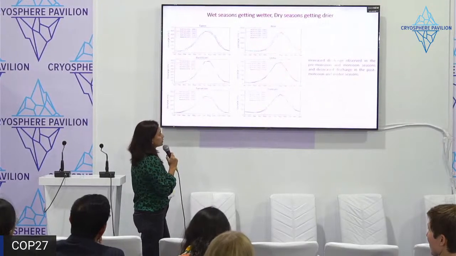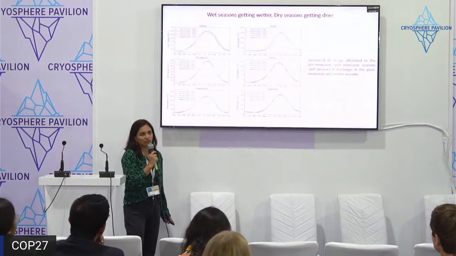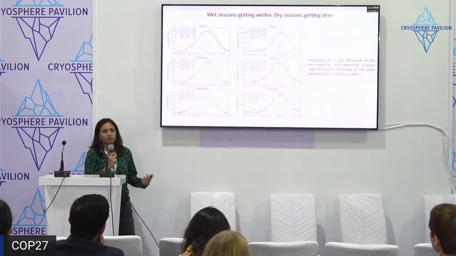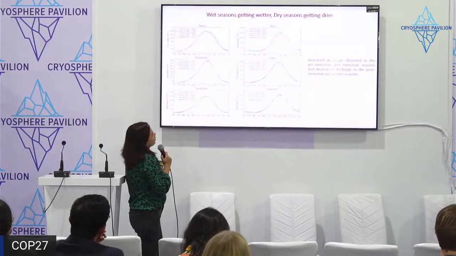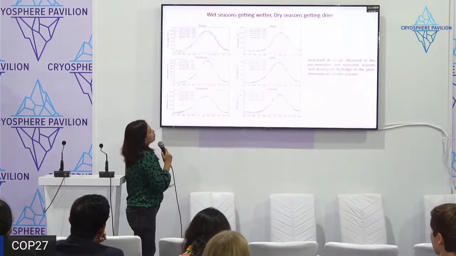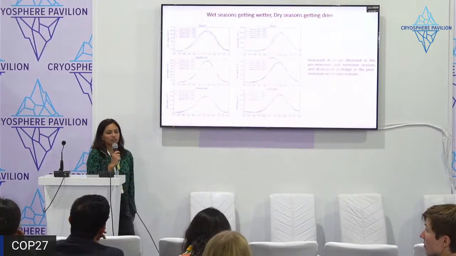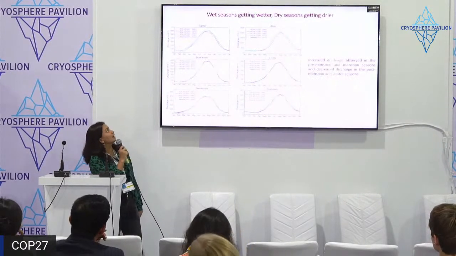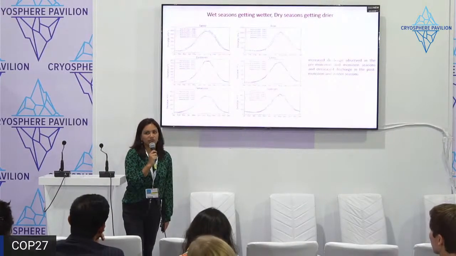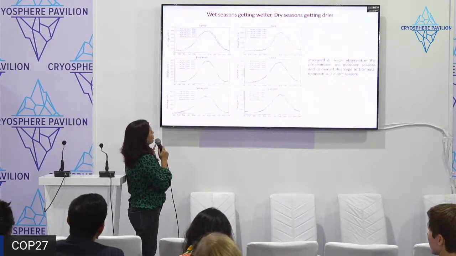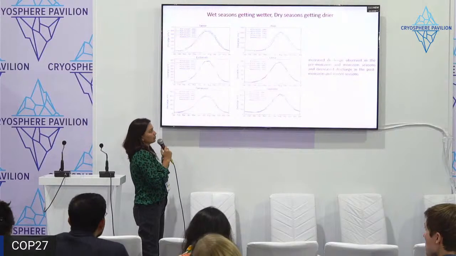As I mentioned earlier, there were two models. I showed the results from the glacier evolution model, and this one is from the glacier hydrological model. The major conclusion from the glacier hydrological projection was that the wet seasons are getting wetter and the dry seasons are getting drier in this region. We can also clearly see the change in the peak month.